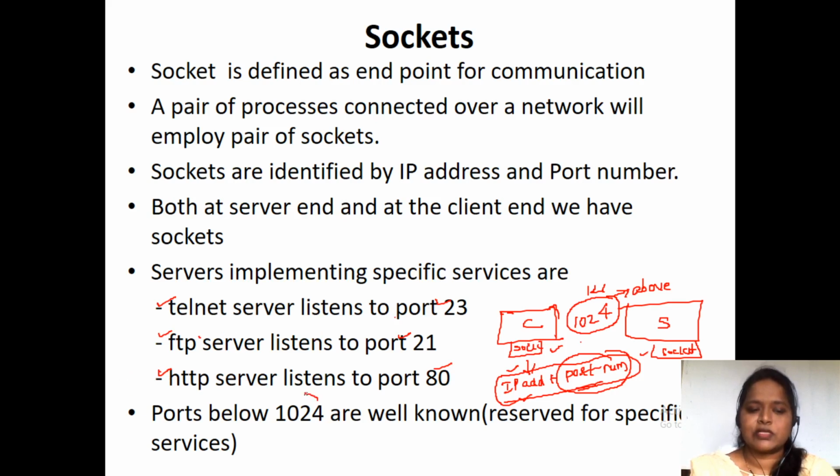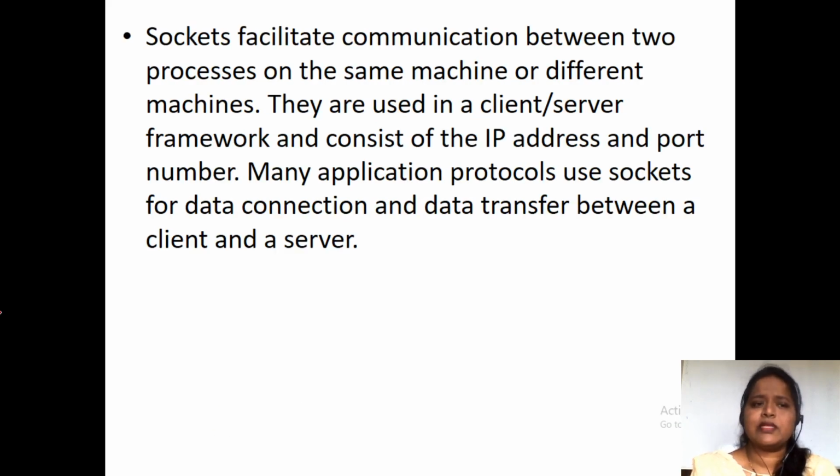So ports below 1024 are well known and reserved for specific servers. If you want to allocate any port number, you have to give more than 1024. That is how we allocate port numbers. This socket facilitates communication between two processes. Here we have a process, and here we have the server. For the server to communicate with this process, the process should have an IP address plus a port number, and only then can it communicate with the particular server.